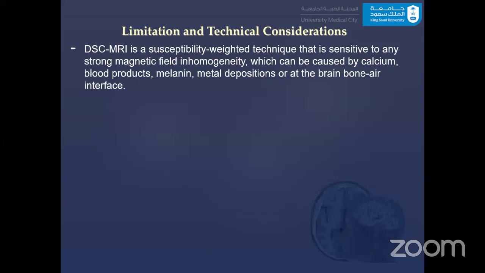Dynamic susceptibility contrast is a susceptibility-weighted technique. That means it's sensitive to any strong magnetic field inhomogeneity, especially if the patient has any metallic objects or surgical clips, which we always face. A patient comes post-surgery with surgical clips nearby, and that can cause severe distortion to your reading. So this is one of the actual challenges of this technique.